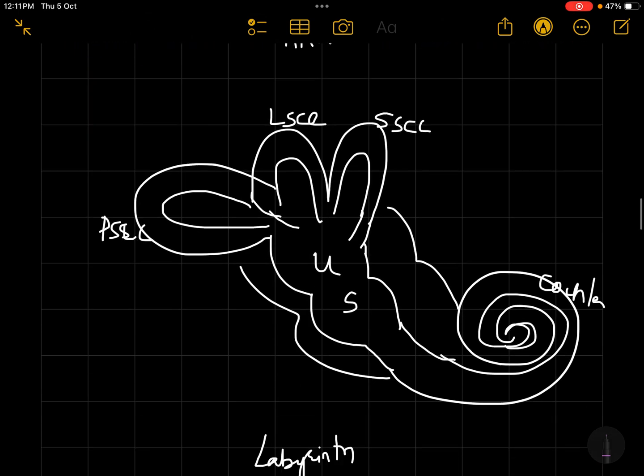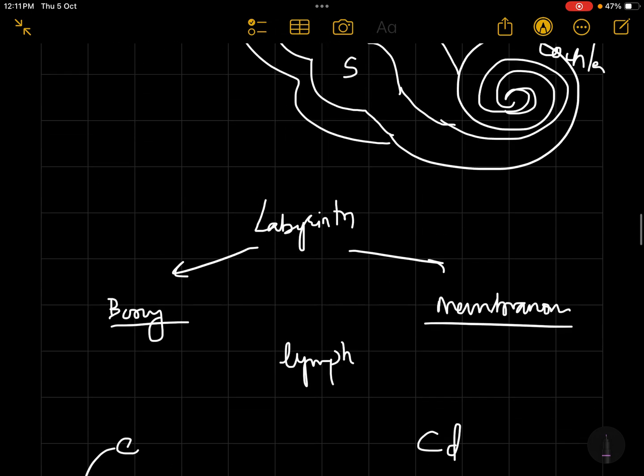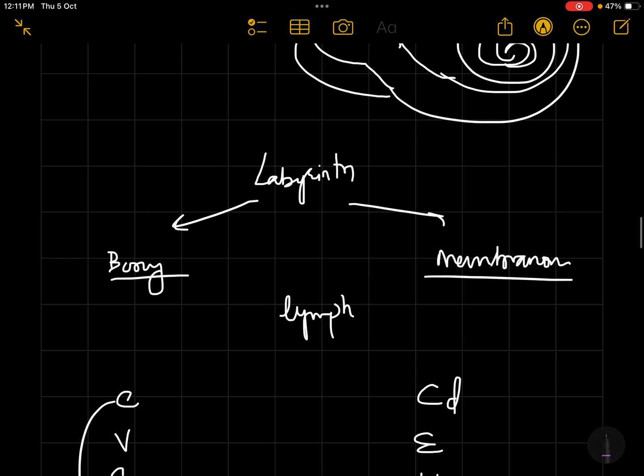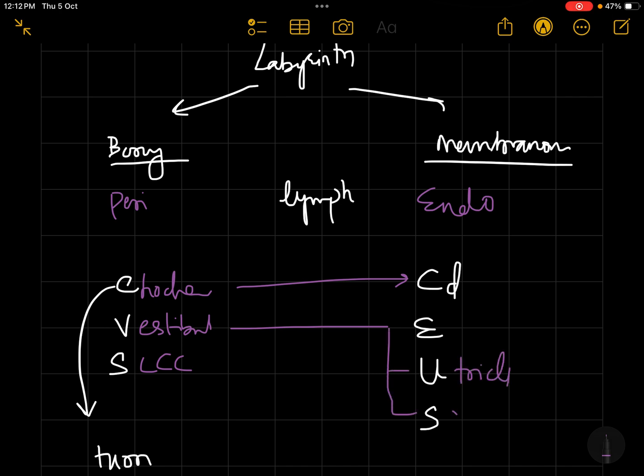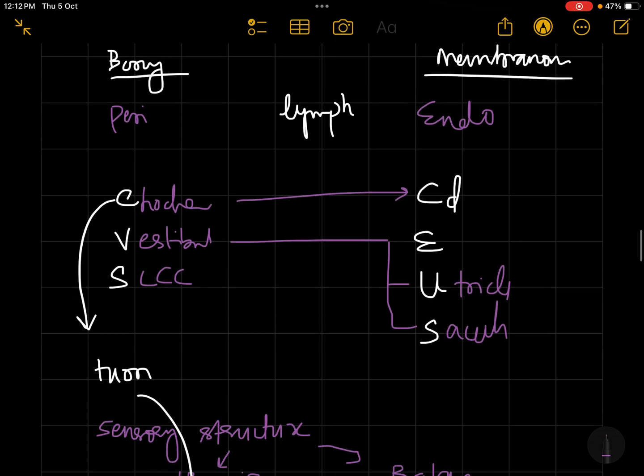Then we have the inner ear. The inner ear has a bony labyrinth and a membranous labyrinth. Inside the bony labyrinth we have perilymph. Inside the membranous labyrinth we have endolymph. The bony labyrinth is the outside, made up of the cochlea, vestibule and semicircular canals. Inside the cochlea we have the cochlear duct. The vestibule has the utricle and saccule. Inside the semicircular canals we have the posterior, lateral and superior semicircular ducts.